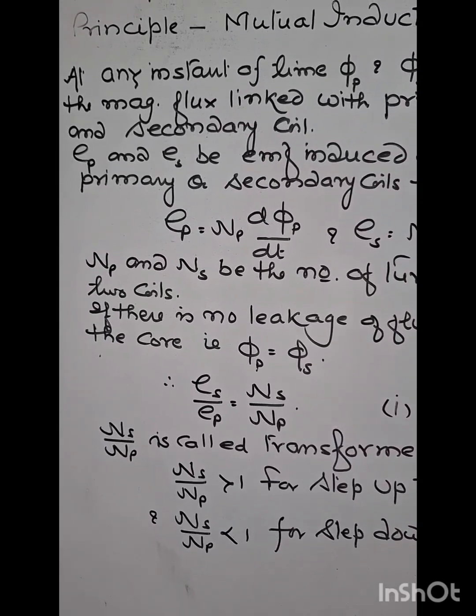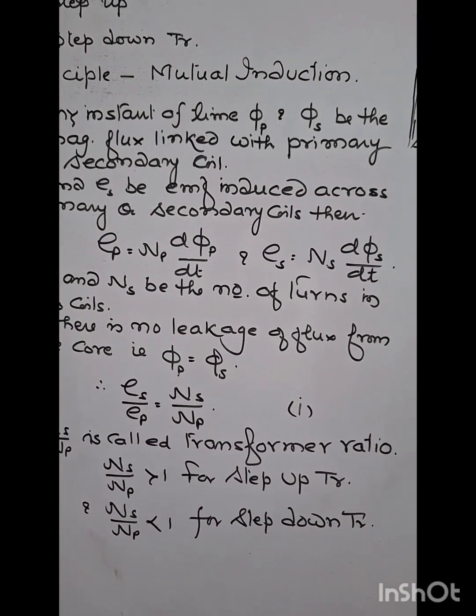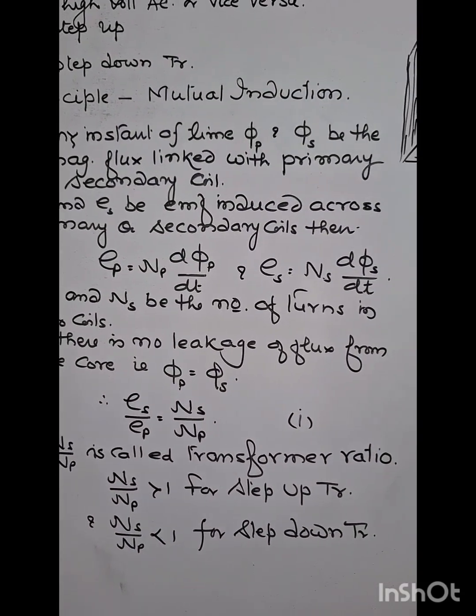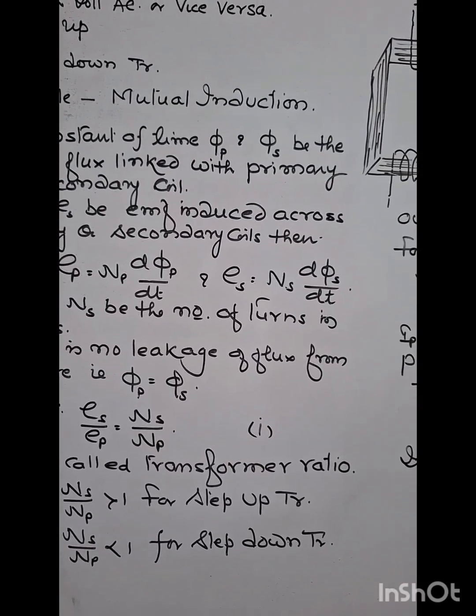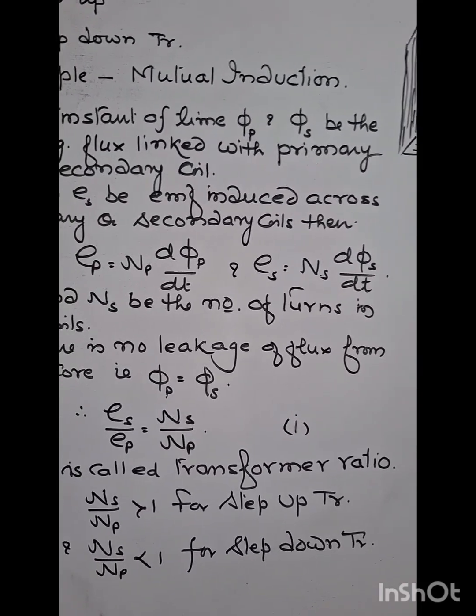Students, NS/NP is called transformer ratio. If NS/NP is greater than 1, it is called a step-up transformer, and if NS/NP is less than 1, it is called a step-down transformer.